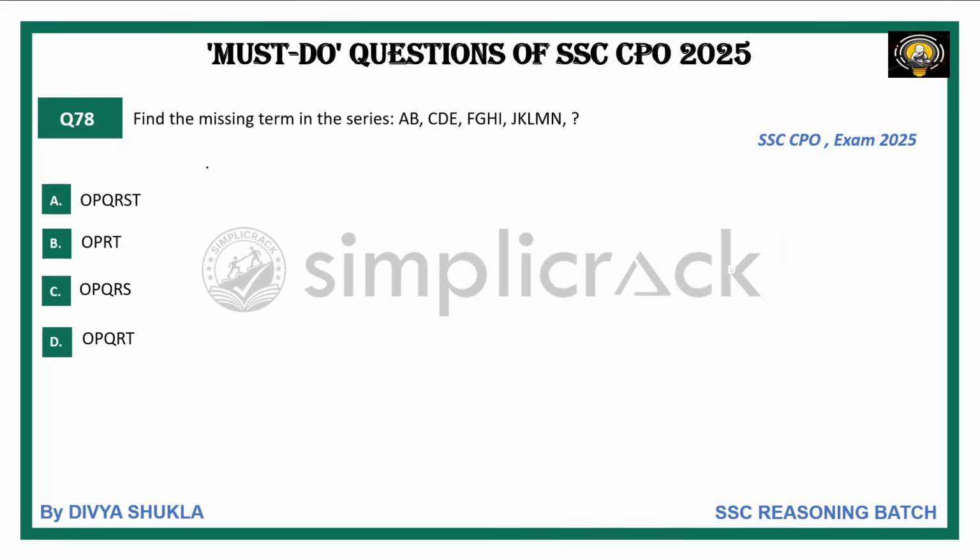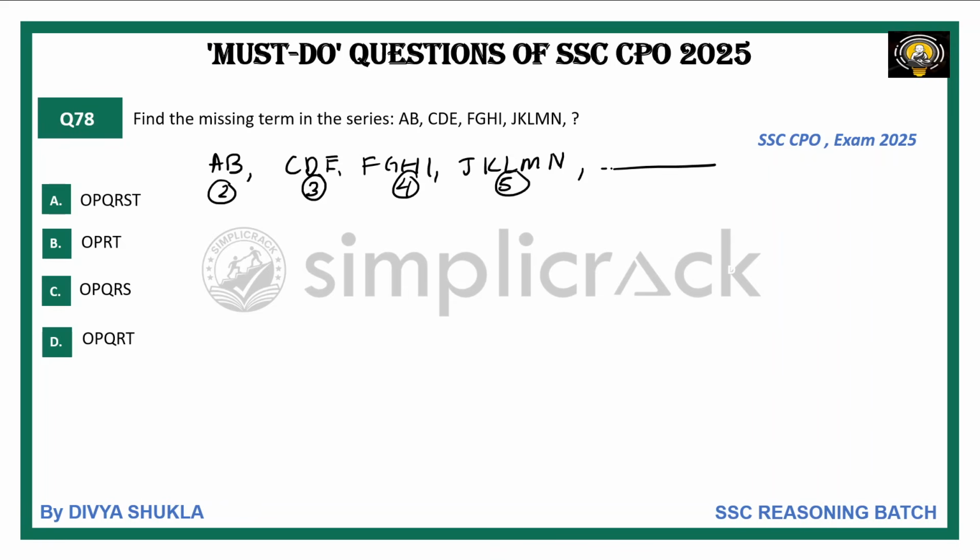Find the missing term in the series. So I am having A, B, then I am having C, D, E, then I am having F, G, H, I, then J, K, L, M, N. What would be the next term? So you can see the number of letters in this is 2. In this I am having 3. In this I am having 4. In this I am having 5. That means this missing term would be having 6 letters.